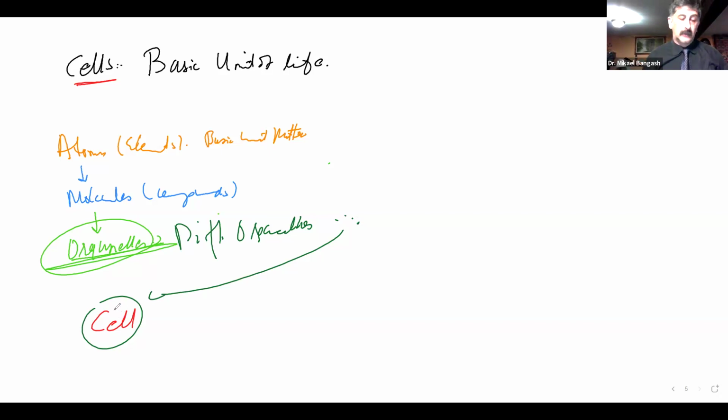So the cell is mainly that collection of these different structures called organelles, which are mainly made up of varieties of molecules, which are made up of elements. Did you guys get that?